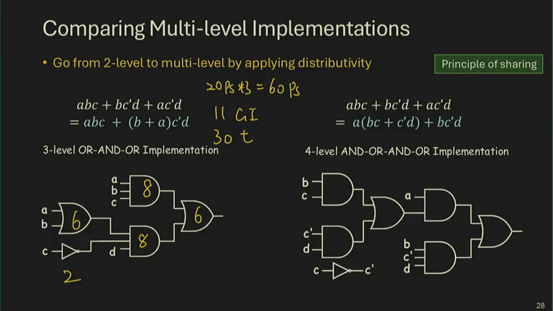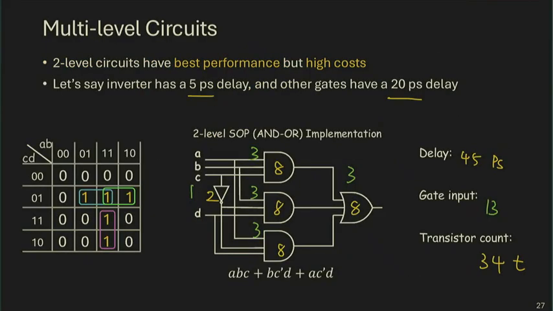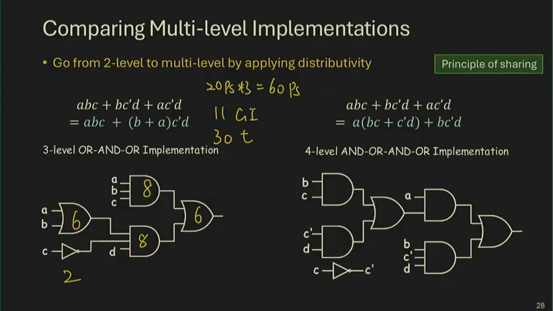I hope I'm doing my math right. Is that right? Right. 11 gate inputs, 30 transistors. Before, you had 13 gate inputs, 34 transistors. So we do get a bit of saving from this multi-level implementation, but at the cost of a higher latency. Now, every signal has to go through 3 levels of gates before reaching the outputs. Again, you're making a trade-off between performance and area.